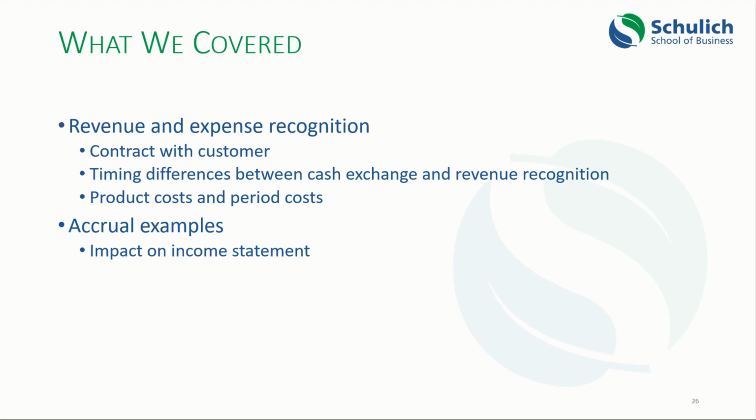We also made a distinction between product costs and period costs. Product costs are recognized as expenses at the same time revenue is recognized. The best example of this is cost of goods sold, which is the cost of the inventory that you give to the customer. Period costs are recognized as expenses as time goes by. They're not triggered by any specific revenue event. Examples include rent and depreciation.